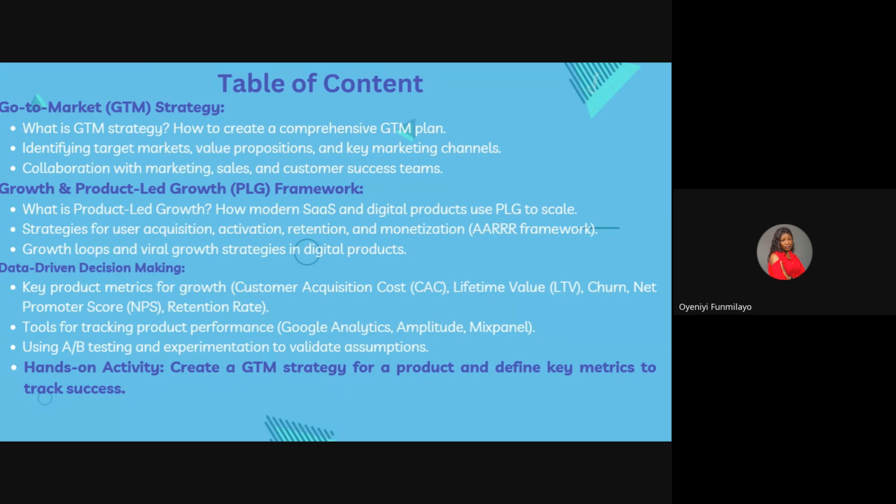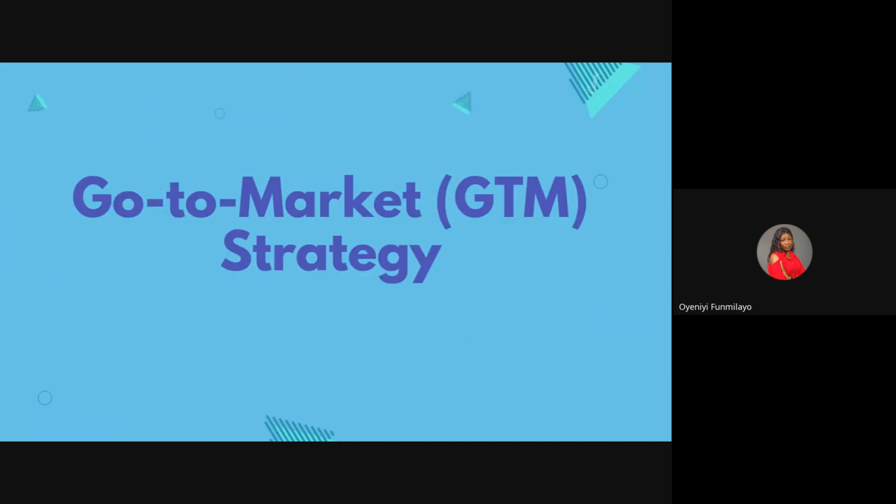So this is our table of contents. Like I said, go-to-market strategy, which is what is a go-to-market strategy, how to create a comprehensive go-to-market strategy plan, then identifying target market, value propositions, and key marketing channels, collaborations with marketing, sales, and customer success teams. Since we are not going to talk about the remaining two subtopics, I think I should just go into what we have.